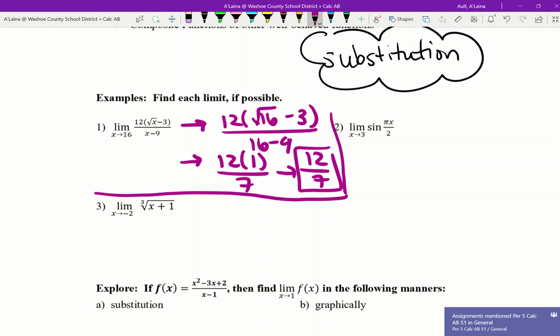So why don't you take a minute, try number 2 and 3. You can pause this video, and as you are ready, you can go ahead and restart the video and see how you did.